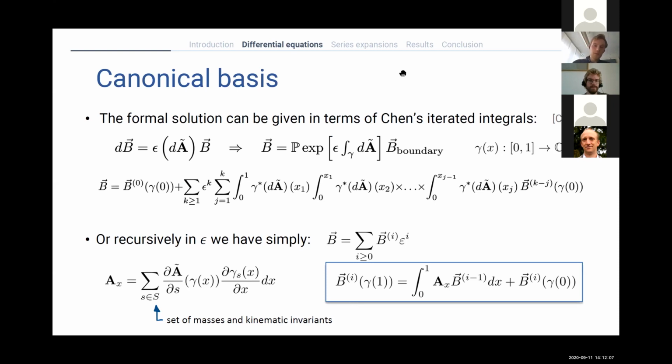Now, if you have such a canonical basis, then of course solving everything is very simple because the general solution is given in terms of Chen iterated integrals. I highlighted the formula here on the slide. To reach the next order in epsilon, you just multiply by the differential equation matrix, and then you integrate. And of course, if you do that iteratively, then you get the longer formula that's at the top here.